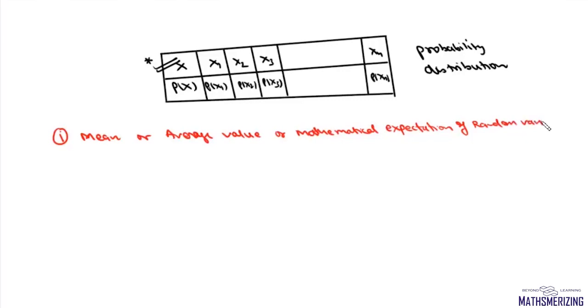Now basically we'll write this mean as mu or E(X), which is expectation of this random variable x. Now expectation of this random variable x is this summation xi into p(xi) over all i. So all we need to do is we just need to multiply every random variable with its corresponding probability, and then we'll add them all up to get mean or expected value of a random variable.